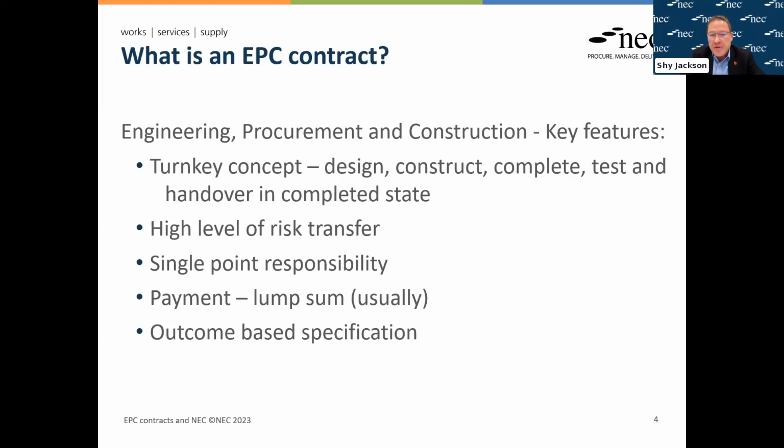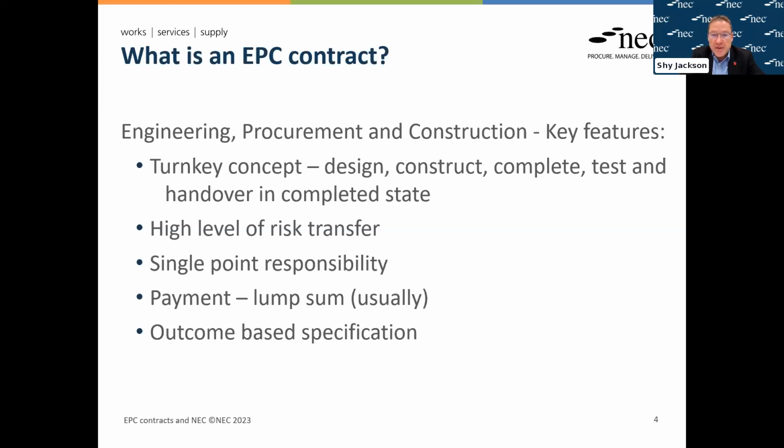So EPC, in very simple terms, you can think of it as a more extreme version of design and build. The idea is that you have a turnkey contract where the client effectively tells the contractor what they want done, and they expect to be able to switch it on once they come in when the works are complete. In reality, it's not always quite so simple, but when we look at some of the key features of EPC contracts, and how they're not quite the same as normal design and build, the first thing is there's a much higher risk transfer. The client is less involved in the design, takes less responsibility for initial client designs or information, and usually the contractor will take risks such as ground conditions or existing assets.